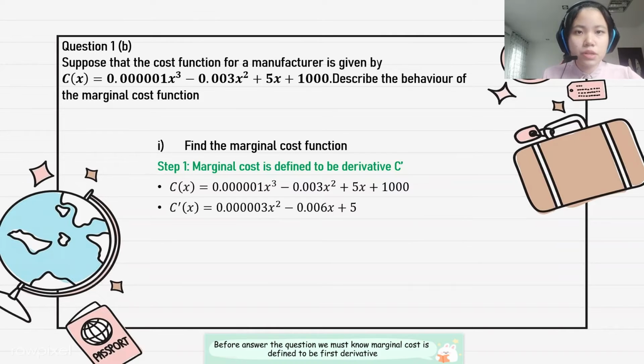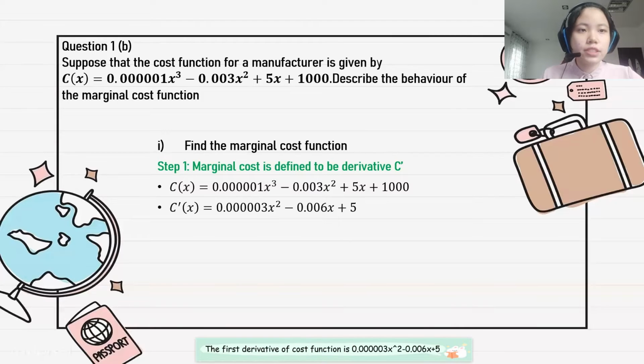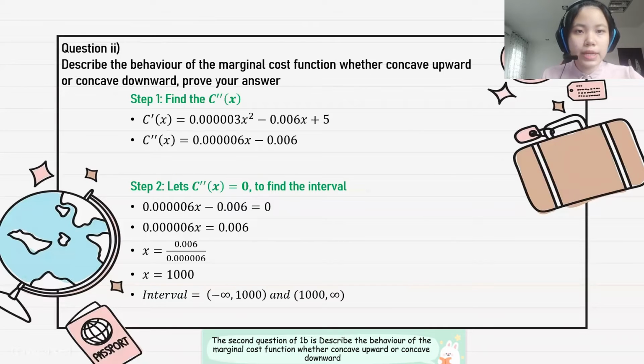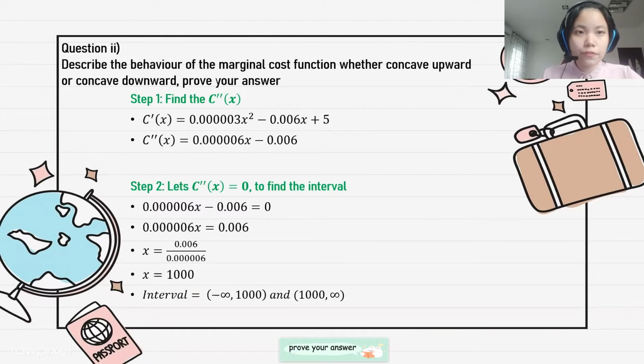Before answering the question, we must know that marginal cost is defined to be the first derivative. The first derivative of the cost function is 0.000003x squared minus 0.006x plus 5. The second question of 1b is to describe the behavior of the marginal cost function, whether concave upward or concave downward. Prove your answer. This process is the same as answering question 1a.